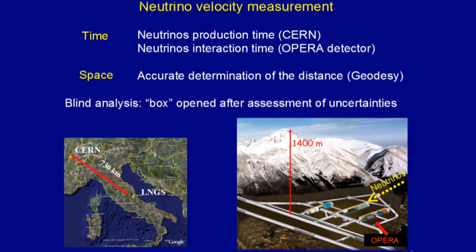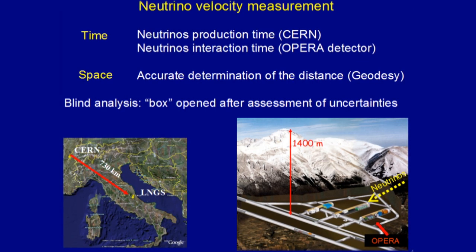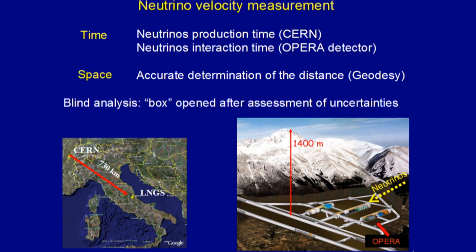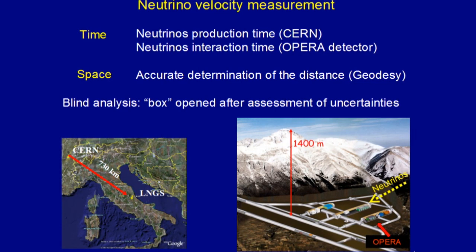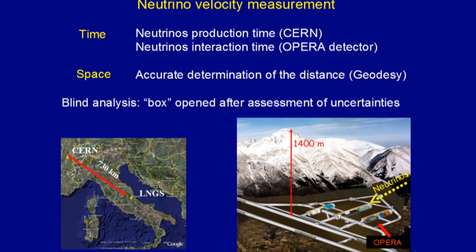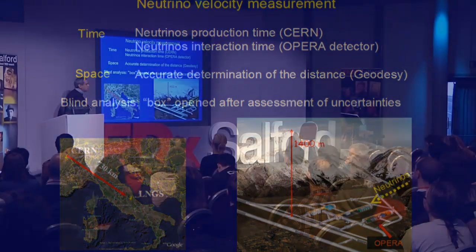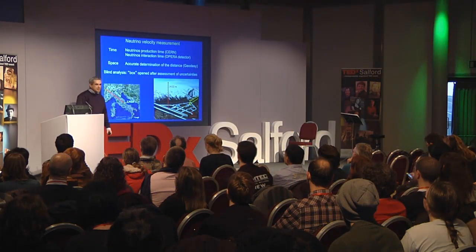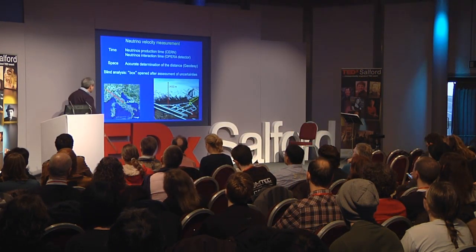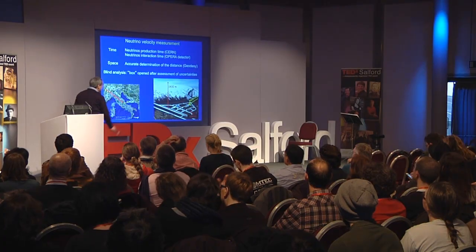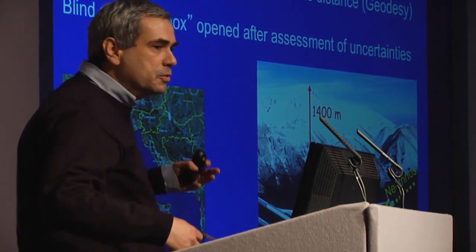The source of neutrinos is in Switzerland, in Geneva at CERN, and then the neutrinos travel in the Earth's crust, which is transparent to them, over 730 kilometers, down to a location near Rome. It's about 100 kilometers from Rome, where there is a mountain, the Gran Sasso, which in Italian means big stone.